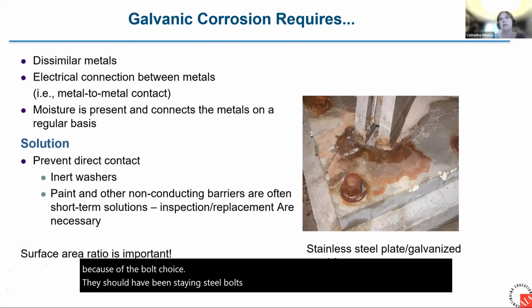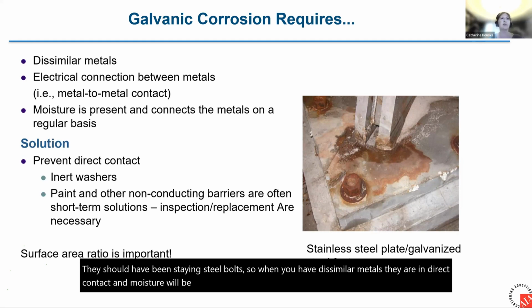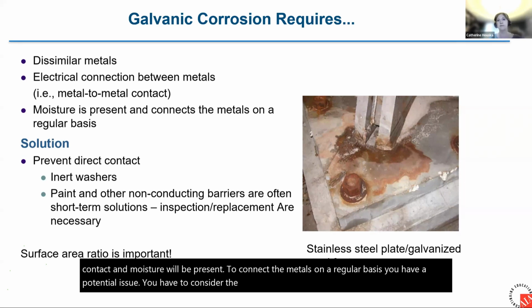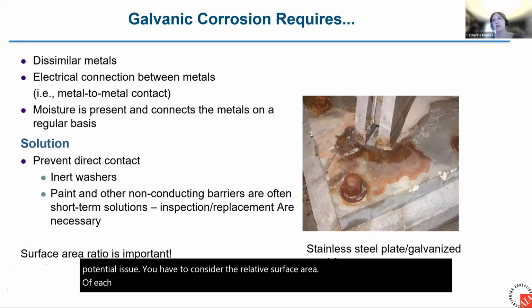So when you have dissimilar metals, they are in direct contact and moisture will be present to connect the metals on a regular basis, you have a potential issue. You have to consider the relative surface area of each. So inert washers or similar are probably your best option if you can't use entirely the same material.